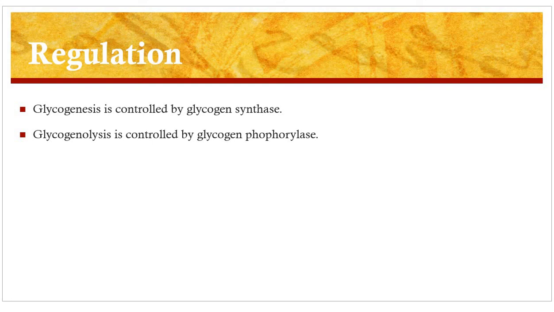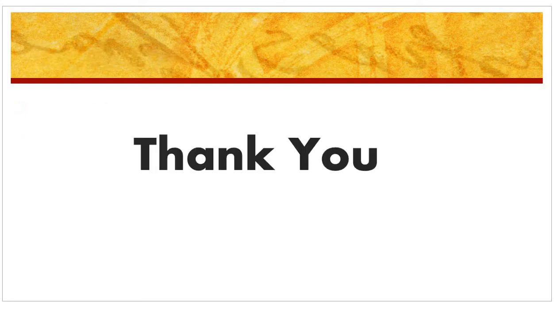Hormones like epinephrine, norepinephrine, and glucagon in the liver activate adenyl cyclase to increase the production of cyclic AMP. So this is all about the glycogenesis and glycogenolysis.